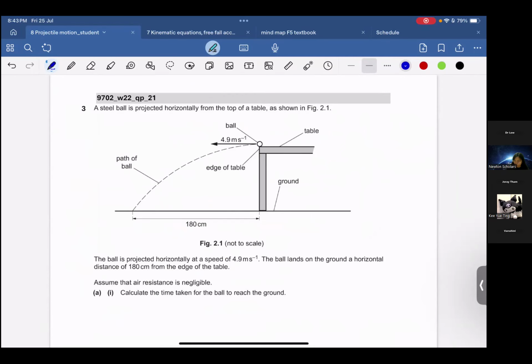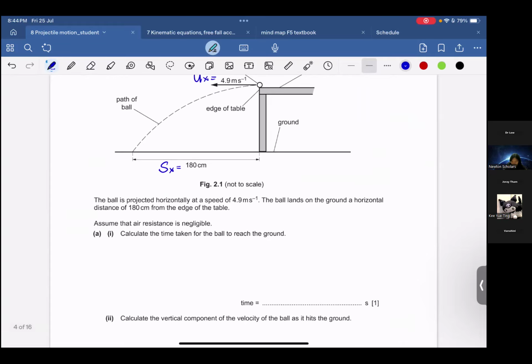Here we label ux equals 4.9. Your uy is 0, it only has the horizontal velocity. So the ball is projected horizontally and lands at a horizontal distance, so sx. For the x-axis I put x. Assume there is no air resistance. Calculate the time to reach the ground. What is your time t?